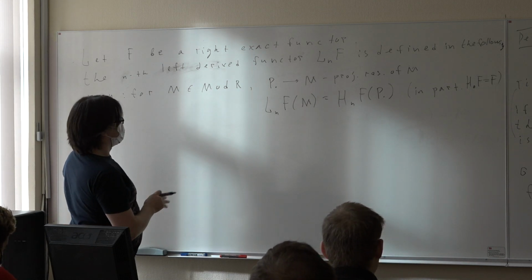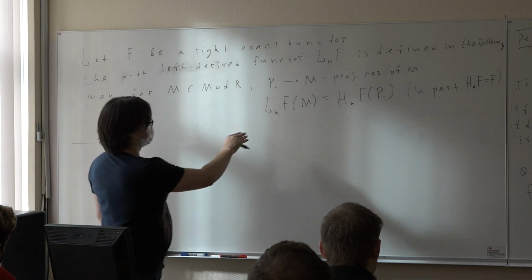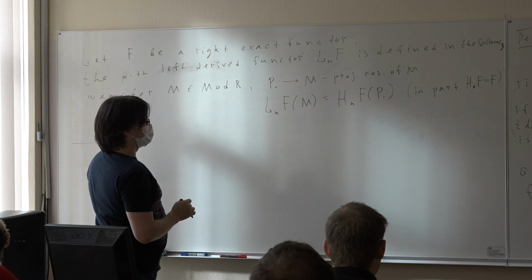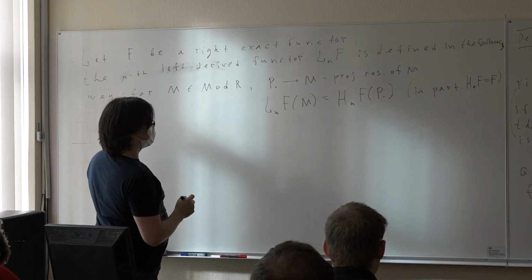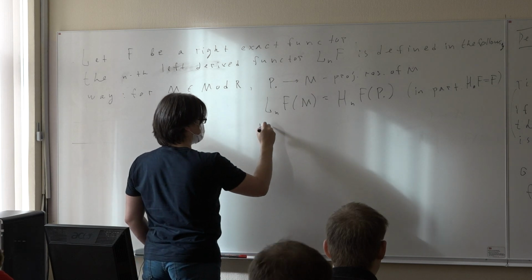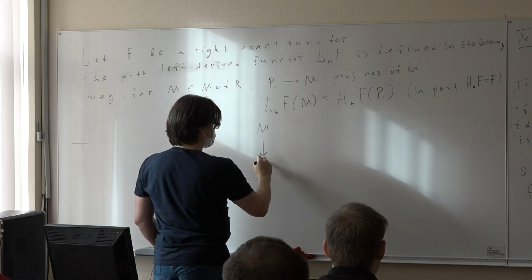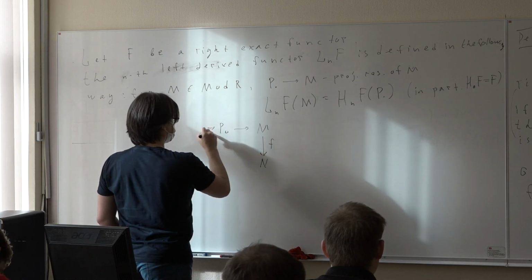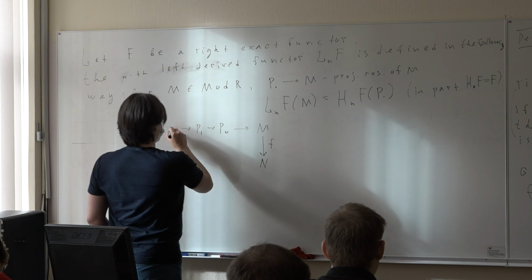So now we have to define this functor on morphisms, and it is not very difficult. If you have two modules, M and N, and a morphism between them, here you have two projective resolutions.